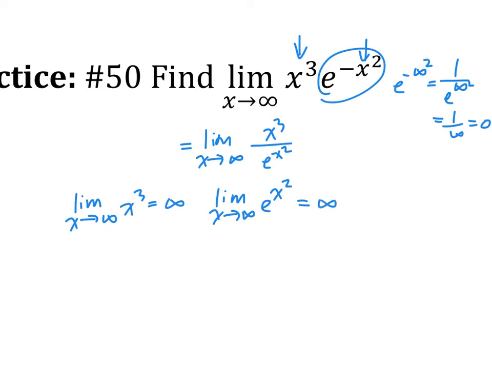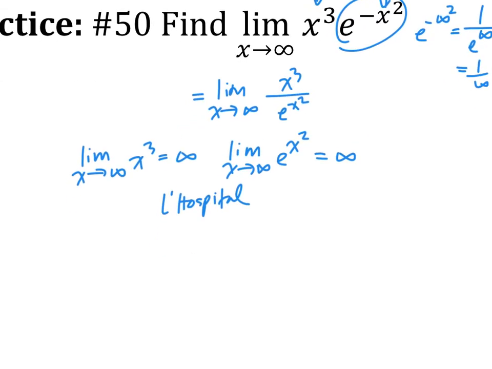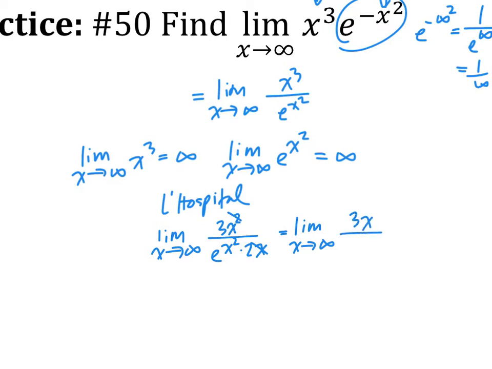Okay, so that is infinity over infinity. We're going to use L'Hopital. So this is going to be the limit as x goes to infinity of 3x squared over e to the x squared times 2x. The limit as x goes to infinity of 3x over 2e to the x squared.